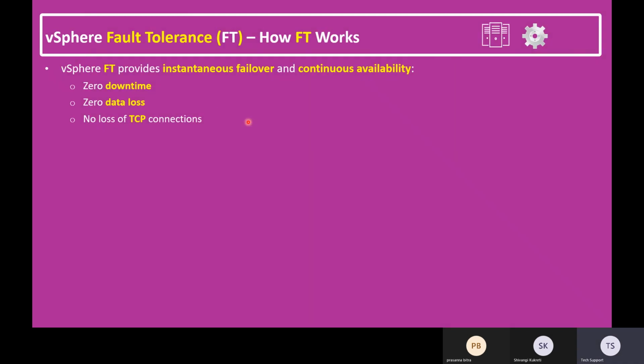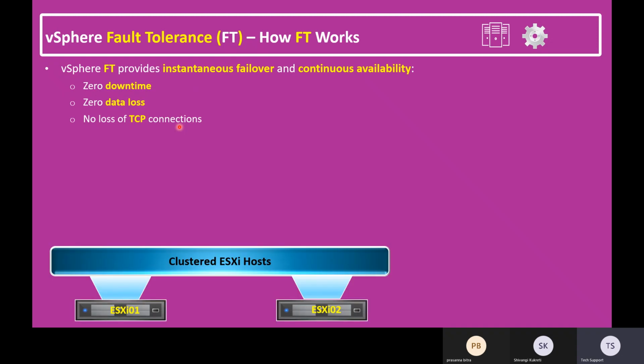So I just elaborated some more on how the FT works. vSphere FT provides instantaneous failover. So within milliseconds, a fraction of a millisecond, the secondary VM will become the primary, and also continuous availability. We already observed these three points: zero downtime, zero data loss, no loss of TCP connection. Now let's try to understand the visualization figure of how the FT is working.